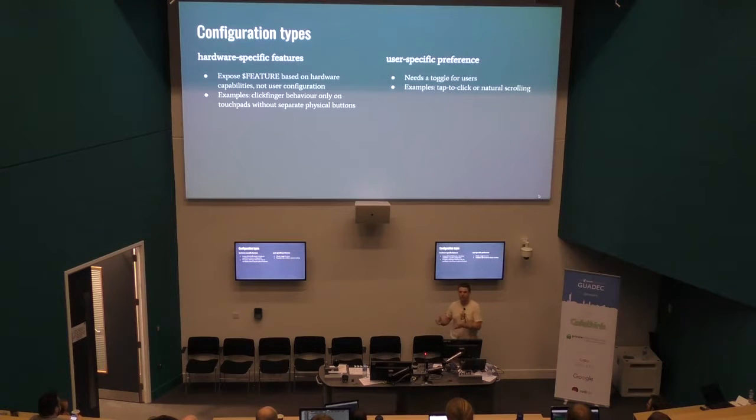And then we have comparatively few, but still enough, I think, user-specific preferences. So things like tapping, or whether you want natural scrolling, there is no clear-cut line of which one is the right thing to do. So that is one of the things that we actually expose. So libinput doesn't have a lot of configuration toggles, because a lot of it is just taken away, because it's just fixed to the hardware.